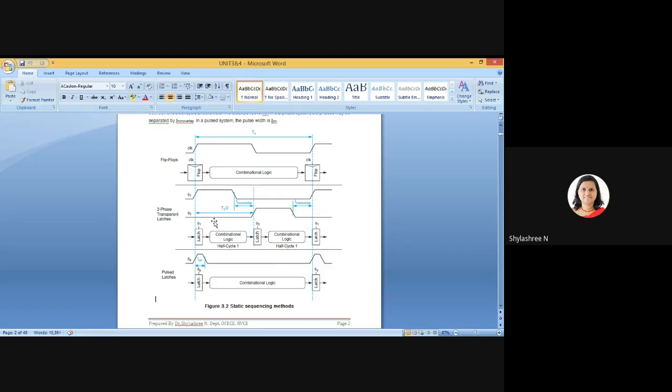We also say that T non-overlap should be greater than zero. There should not be an overlap. At any given time, one clock should be low and another clock should be high. Why?